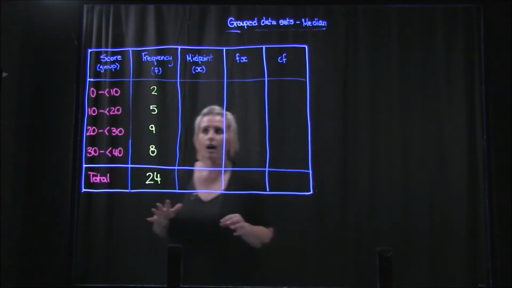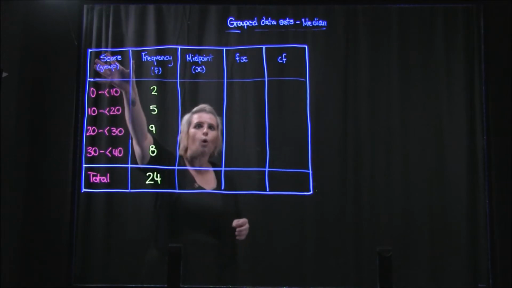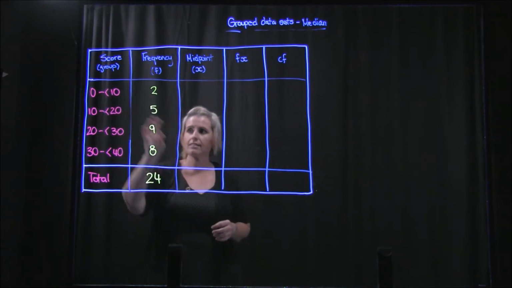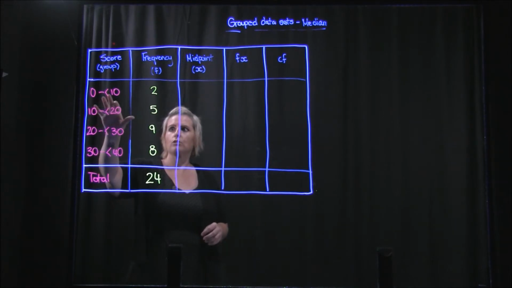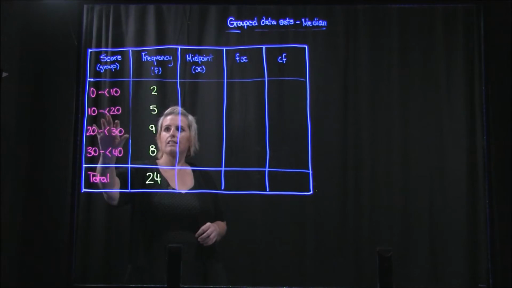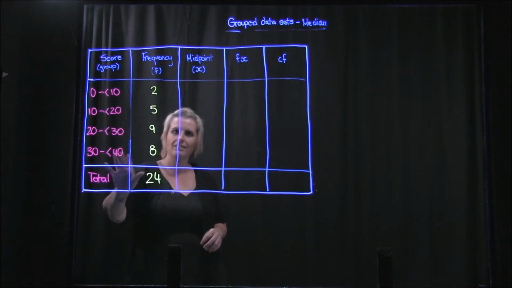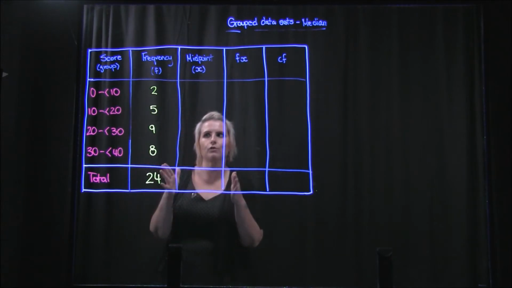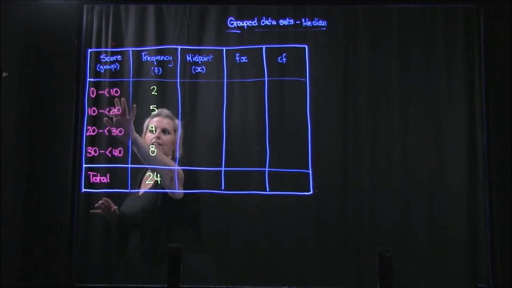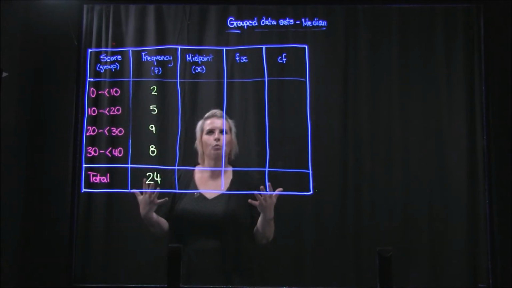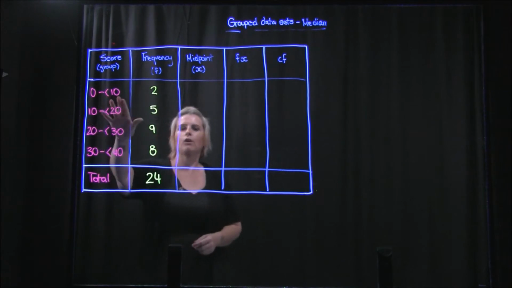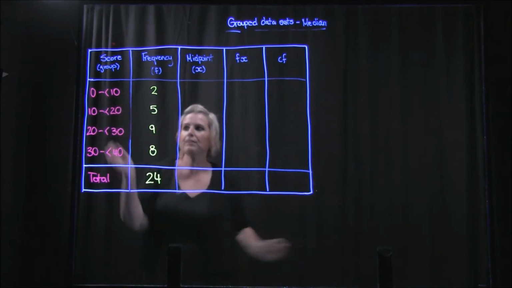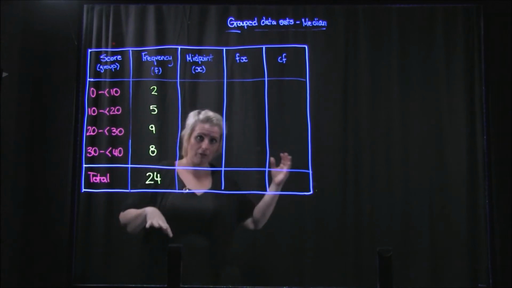Because it's groups, our score column is no longer our X. Our score column is our grouped intervals. So this one is 0 to less than 10, 10 to less than 20, 20 to less than 30, and 30 to less than 40. It is important that you don't have intervals that overlap. You can't have 0 to 10, 10 to 20, because where would 10 go? Does 10 go in this one or this one? So this is everything from 0 up to 9.999999, and then everything from 10 up to 19.99999.